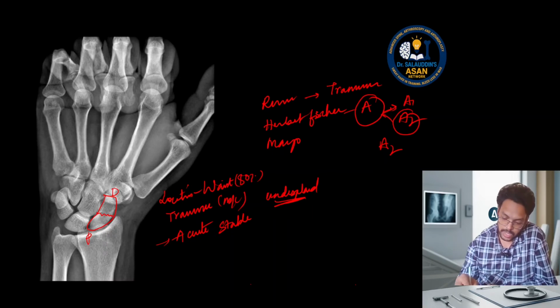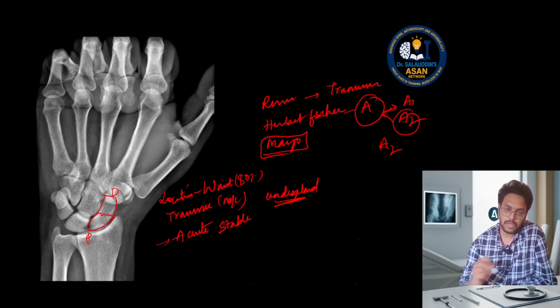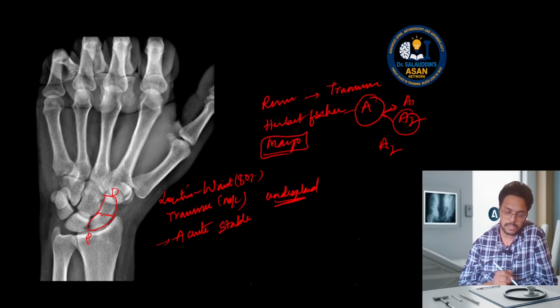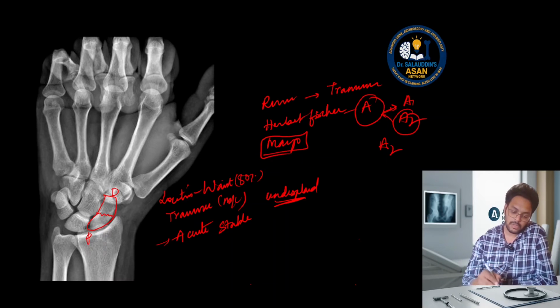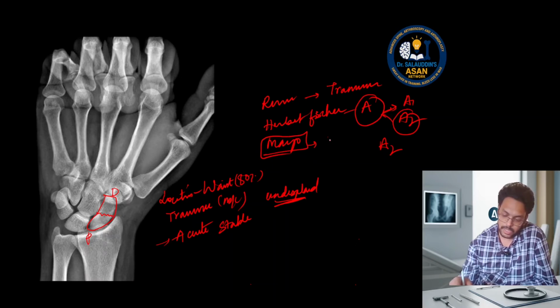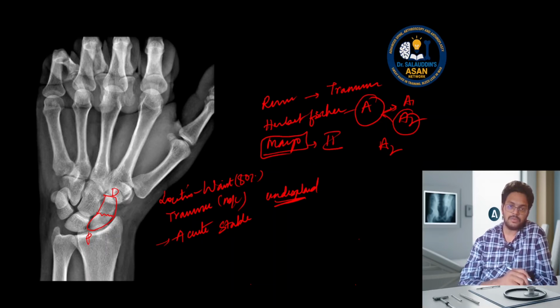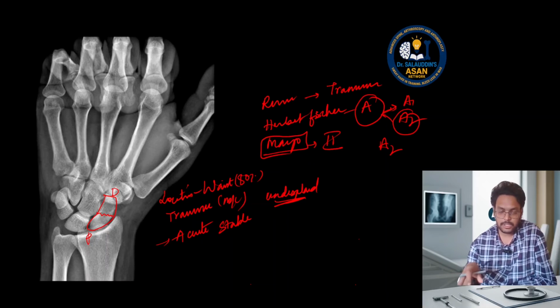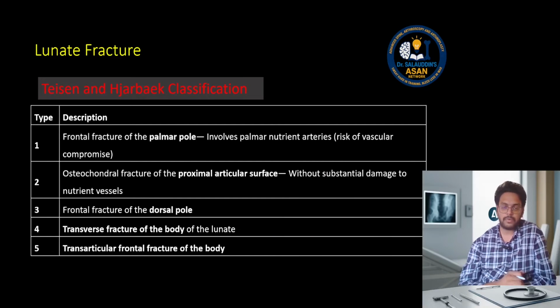What type of Mayo classification is it? In Mayo there are 1, 2, 3 and 4. Okay, 1 is distal pole, 2 is waist, 3 is proximal pole. So it is a waist fracture, so it's a type 2 of Mayo's scaphoid fracture. Simple. Now let's continue with our next bone, that is lunate fracture.